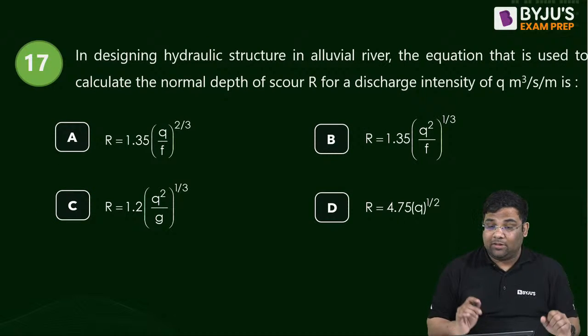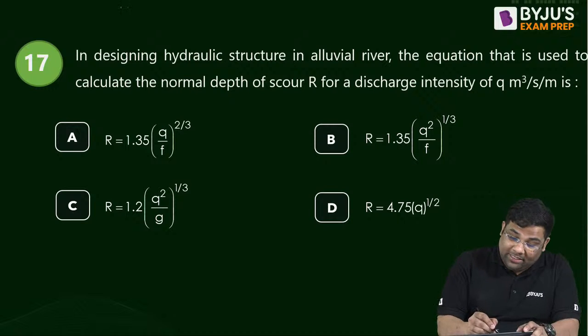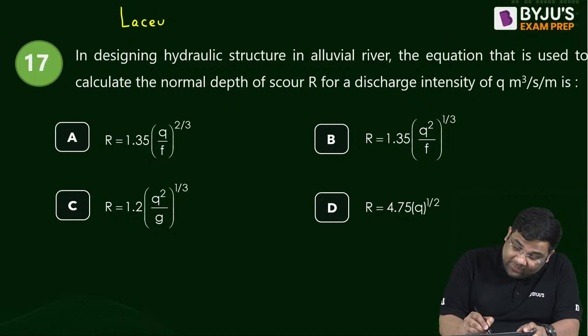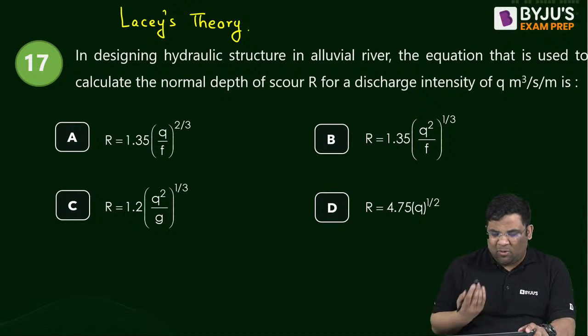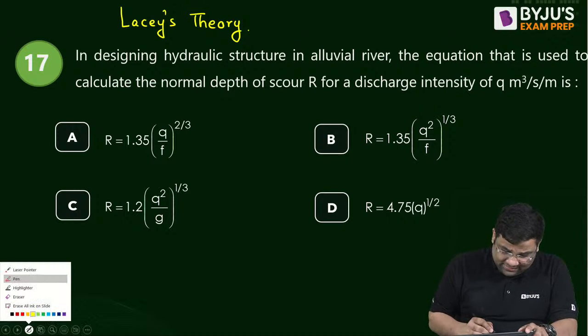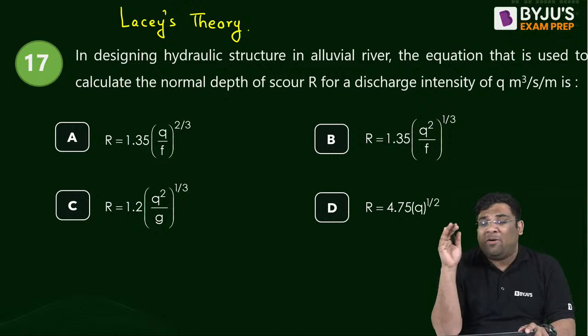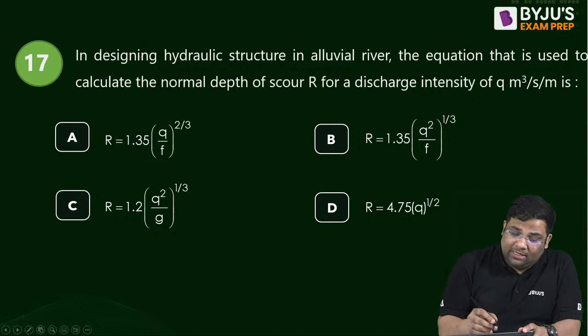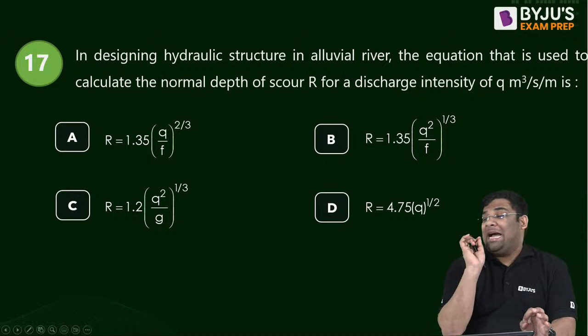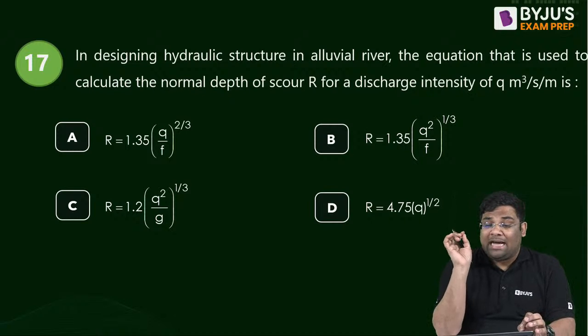Now something from your Lacey's theory. From Lacey's theory, it is very difficult for them to ask you numericals. Why? Because the formulas are complicated. They have power 5 by 3, they have power 1 by 6. So you cannot solve them without calculators. So many times they ask you the formulas directly.